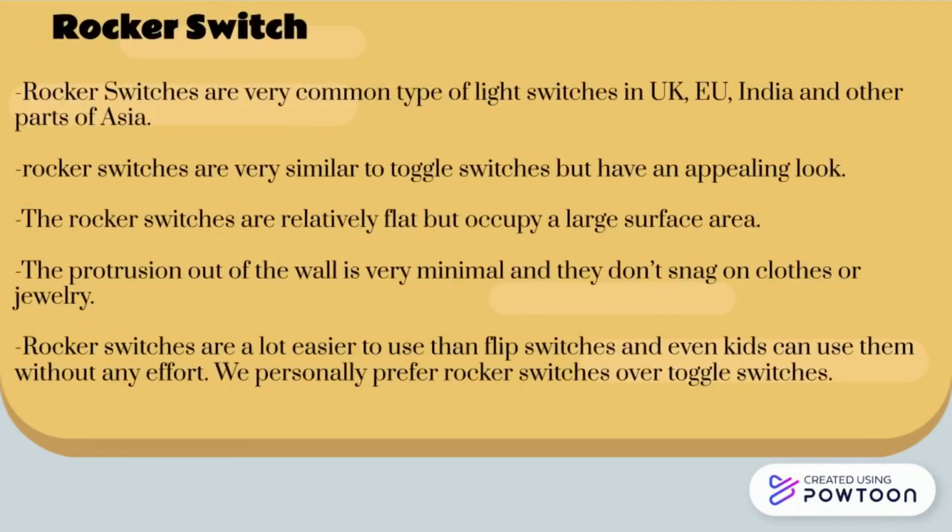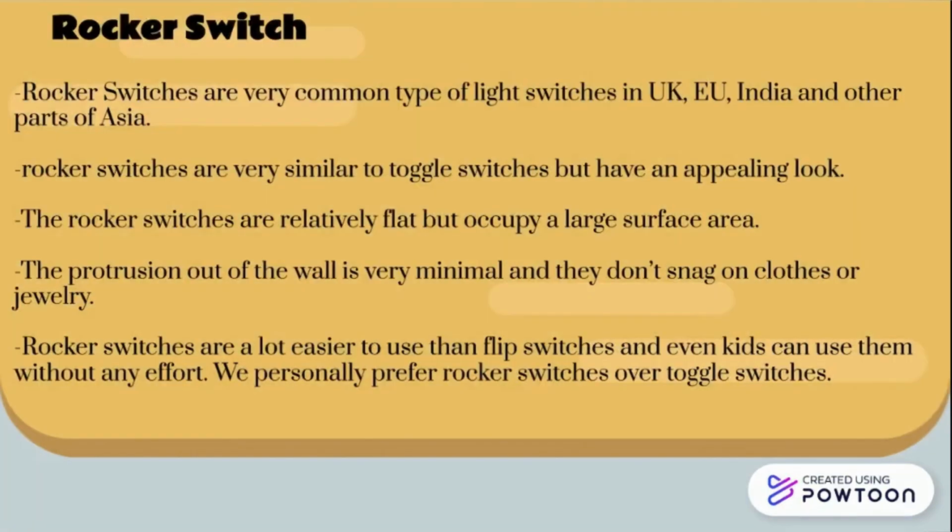Rocker switch. Rocker switches are a very common type of light switch in the UK, Europe, India and other parts of Asia. Rocker switches are very similar to toggle switches but have an appealing look. They are relatively flat but occupy a large surface area. The protrusion out of the wall is very minimal and they don't snag on clothes or jewelry. Rocker switches are a lot easier to use than flip switches, and even kids can use them without any effort. We personally prefer rocker switches over toggle switches.